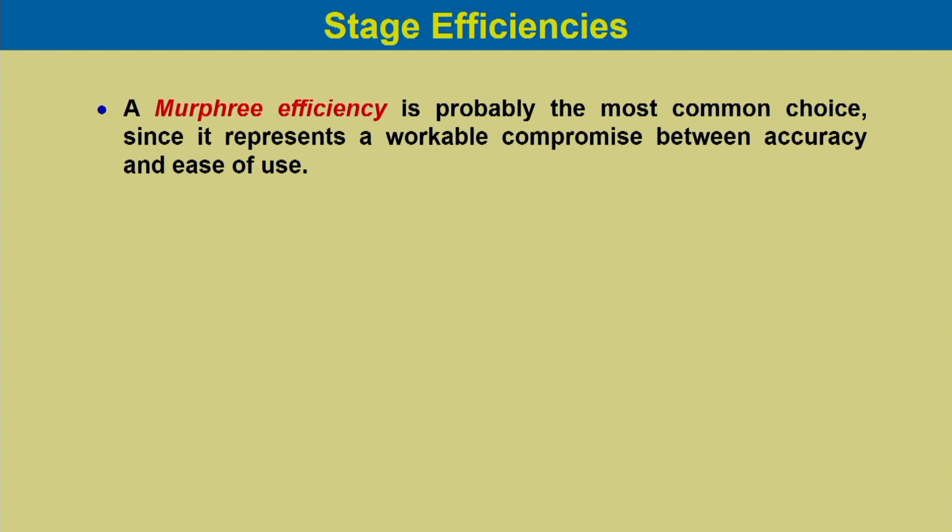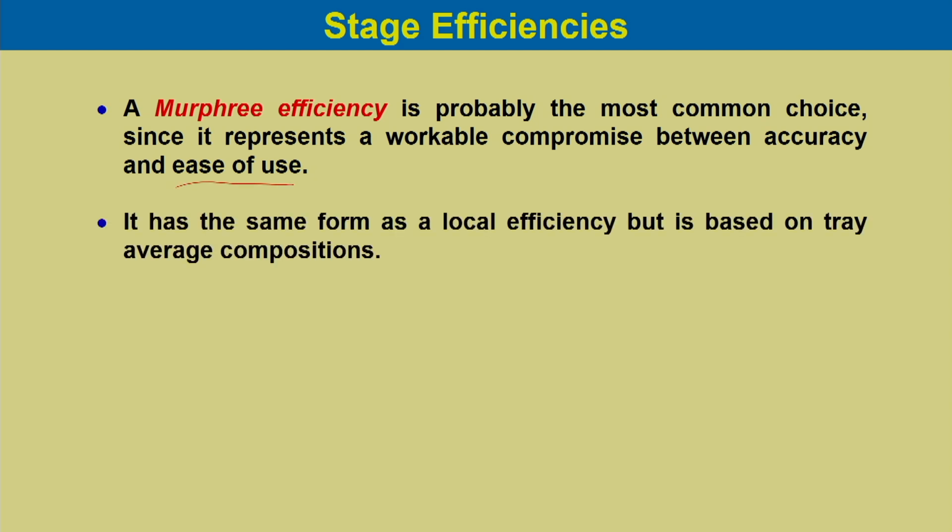Murphy efficiency is probably the most common choice, since it represents a workable compromise between accuracy and ease of use. It has the same form as a local efficiency, but is based on the tray average composition. So, it does not take the composition at a particular location to calculate the tray efficiency. In this case, the Murphy stage efficiency takes the average composition on a particular tray, but it varies from tray to tray or section to section. So, it is very close to the local efficiency.